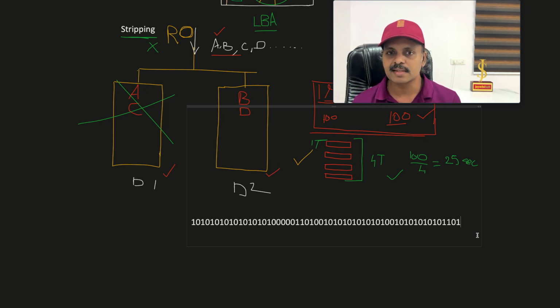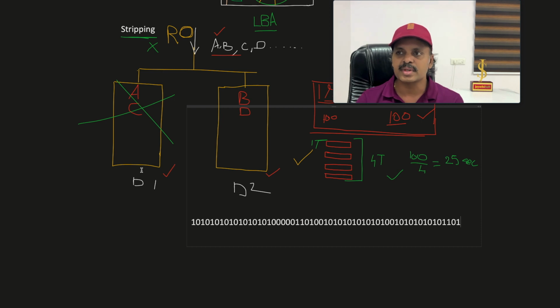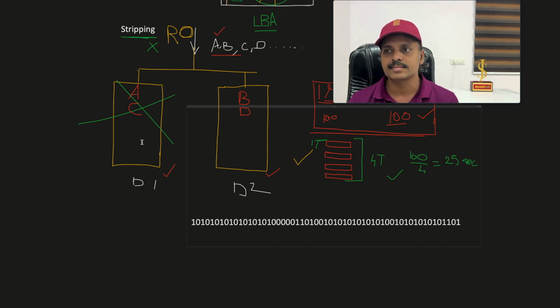If that is clear, then with A, B, C, D, what is missing and what is not missing, we don't know. If one disk fails, the entire data will be lost with striping only. When we are using striping technology, the entire data will be lost.